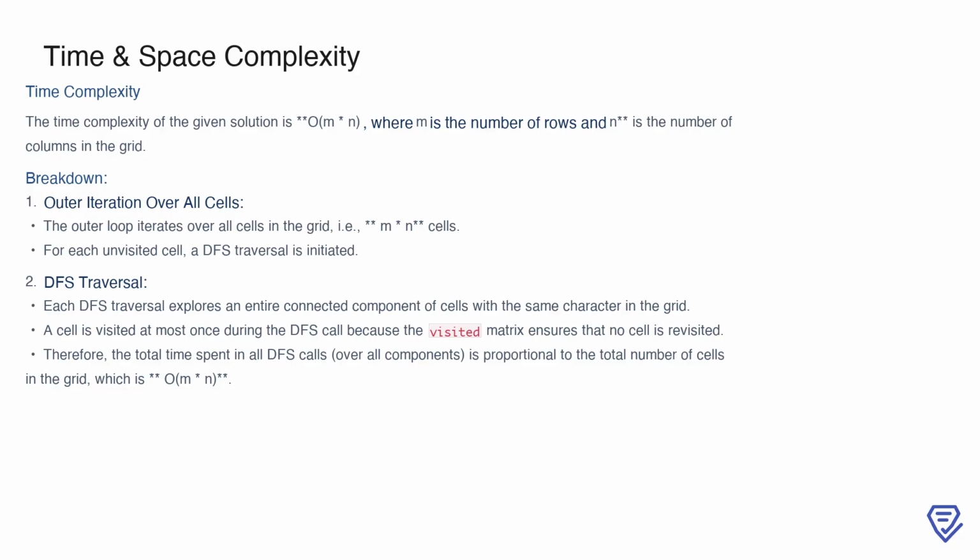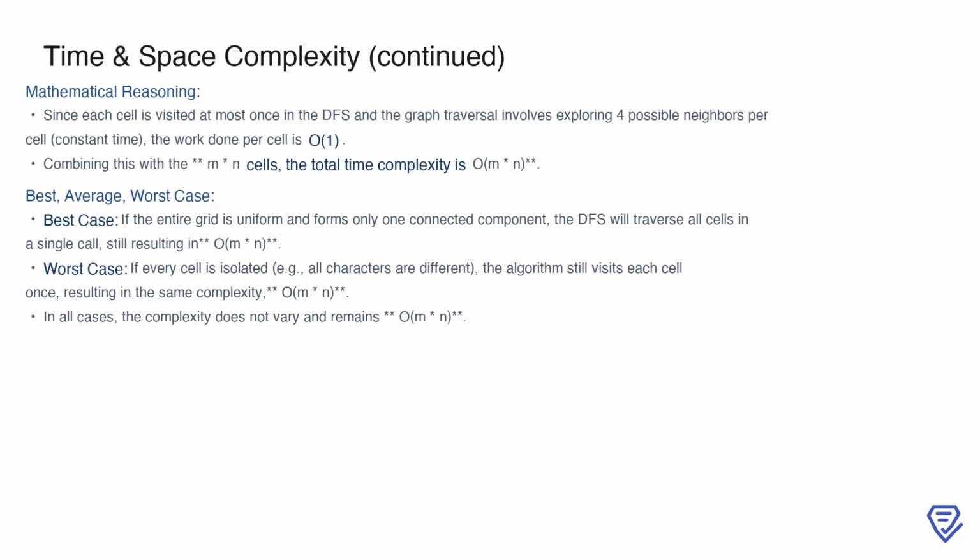size. To further elaborate, each cell in the grid is processed in constant time during the DFS traversal, as it involves checking up to 4 neighbors. This means the work done per cell is O(1). When multiplied by the total number of cells, m*n, the total time complexity becomes O(m*n).